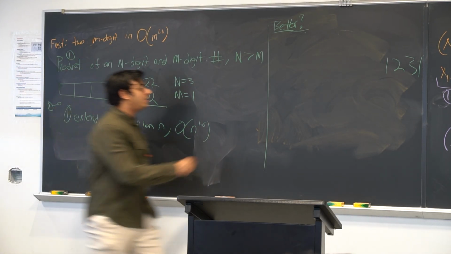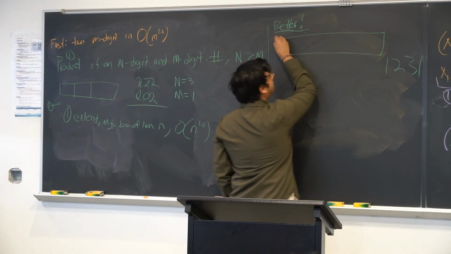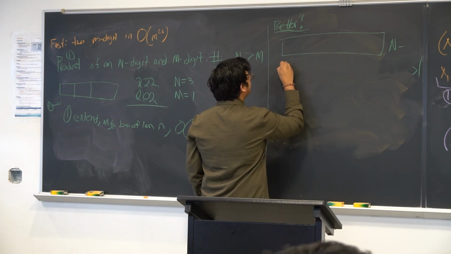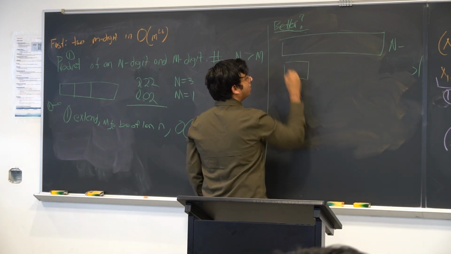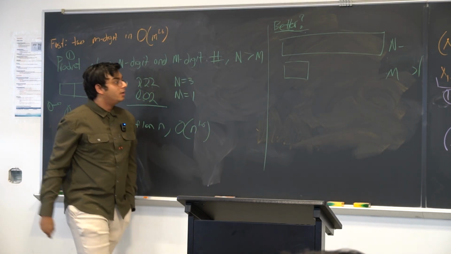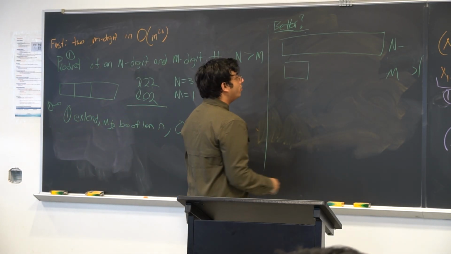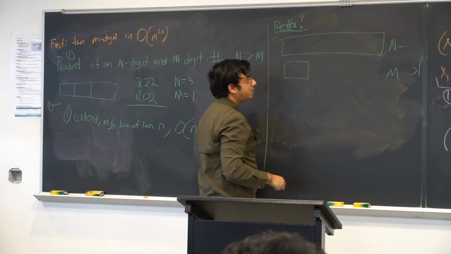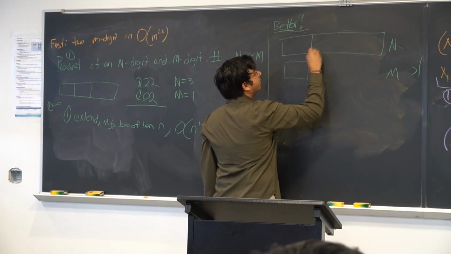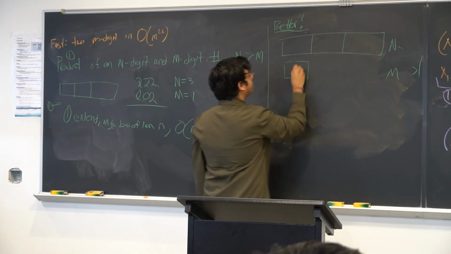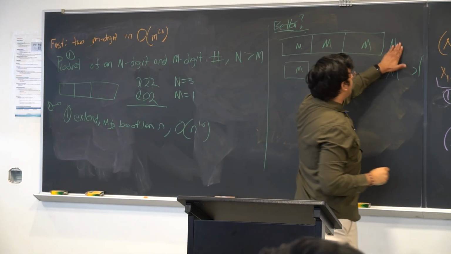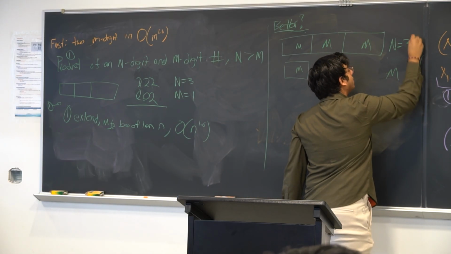Yeah, n-digit number times m-digit number. This is the big n-digit number, and then I have an m-digit number, which is small, and we want to multiply them together. So the lab tells us we should chunk the n-digit number into smaller numbers. This is of size m, this is of size m, this is of size m, this is of size m. And we're going to set n equal to 3m. Okay?